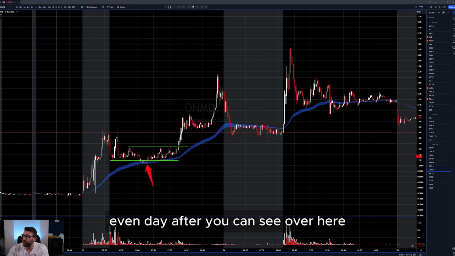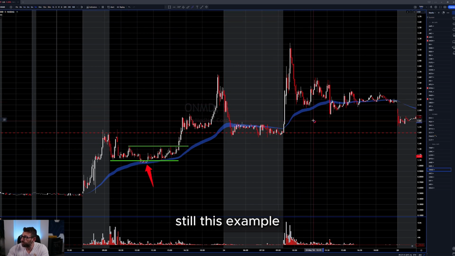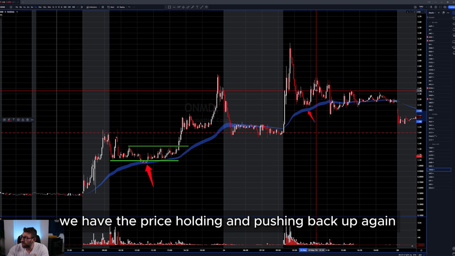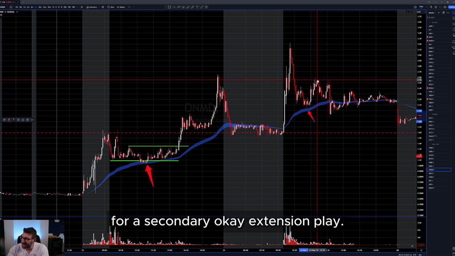Even the day after, you can see over here, still in this example, we have the price holding and pushing back up again for a secondary, okay, extension play.